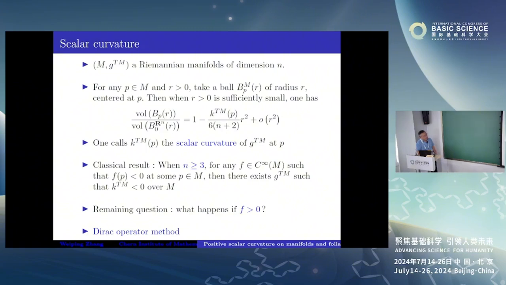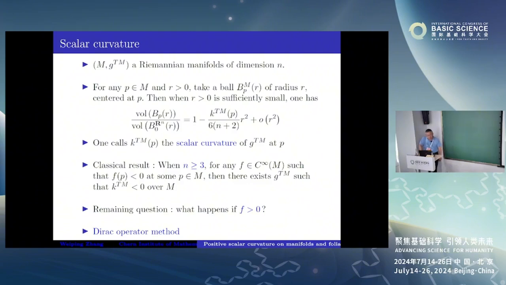For example, if you take the flat space, Euclidean space, then this ratio will be identically 1, so we get k equal to 0. On flat spaces, the scalar curvature is equal to 0. This number is called the scalar curvature at the point P, and on the whole manifold, it's a scalar curvature function.